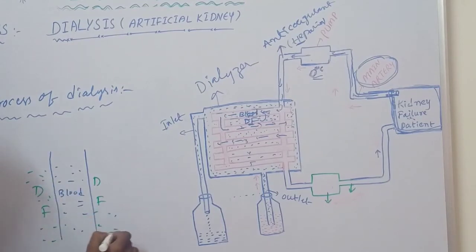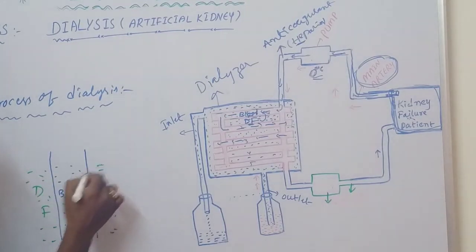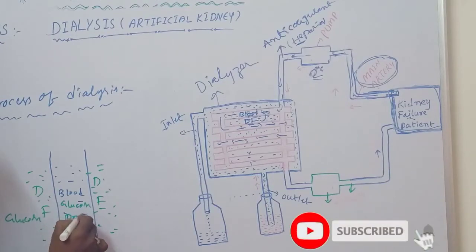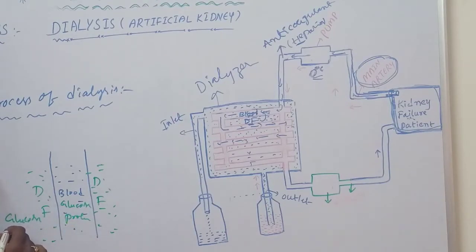Now here, if you take the dialyzing fluid, inside the blood, what is there? Glucose is there. Dialyzing fluid is also having glucose. Next, the blood is having proteins. Dialyzing fluid is also having proteins.